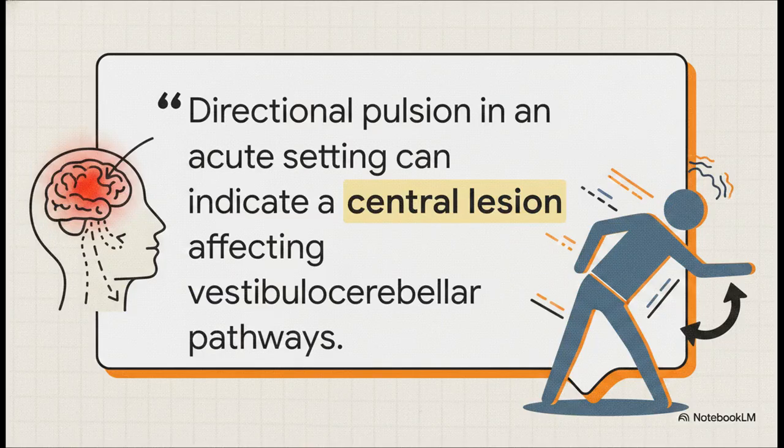And for our last red flag in this section, it's all about direction. Look, general unsteadiness is one thing, but if a patient is telling you they're being pulled or they're falling consistently to one side, that's what we call directional pulsion. Especially in an acute setting, that is a huge pointer towards a central lesion affecting those vestibulocerebellar pathways.